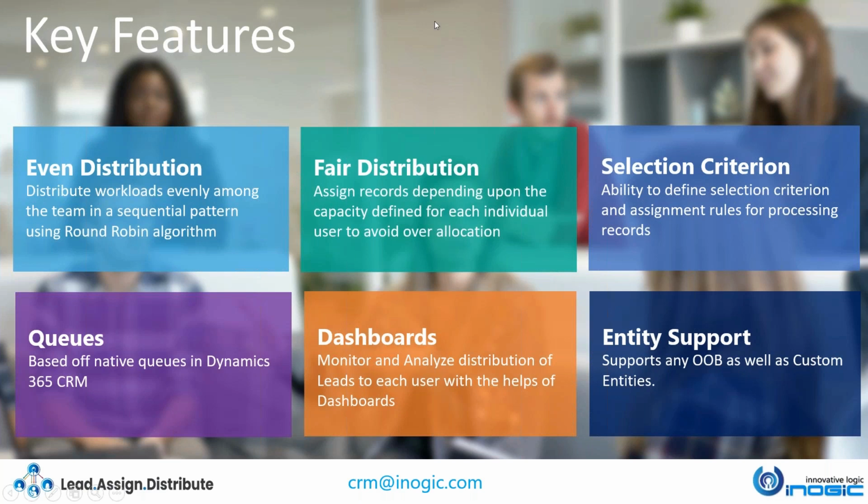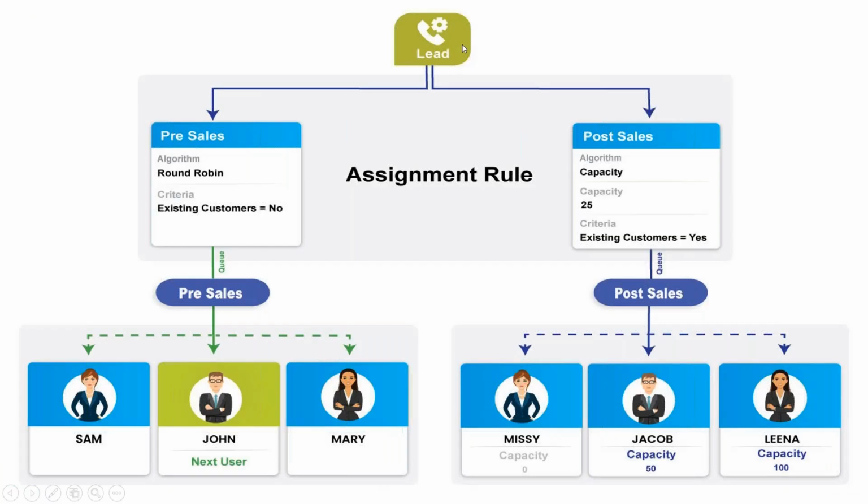Now, let's see the algorithms that are currently supported by lead assignment and distribution automation with a small example. On your screen, on the left hand side, you can see the round robin algorithm, and on the right hand side, you can see the capacity algorithm.